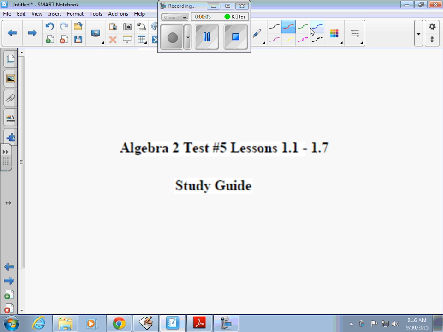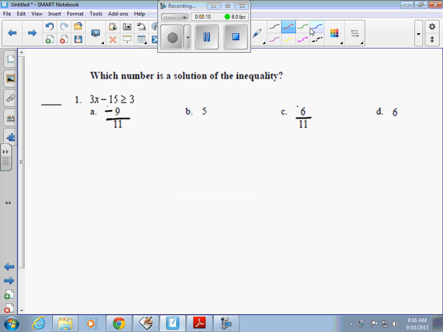This is the Algebra 2 test for week number 5, from lesson 1.1 through 1.7 study guide. First question asks, which number is a solution of the inequality? First thing you need to do is get x's value by itself.